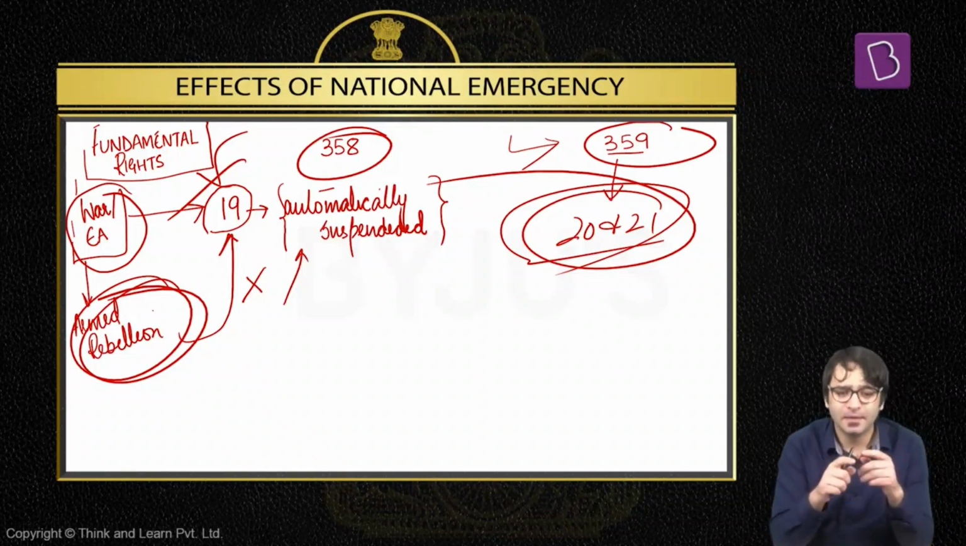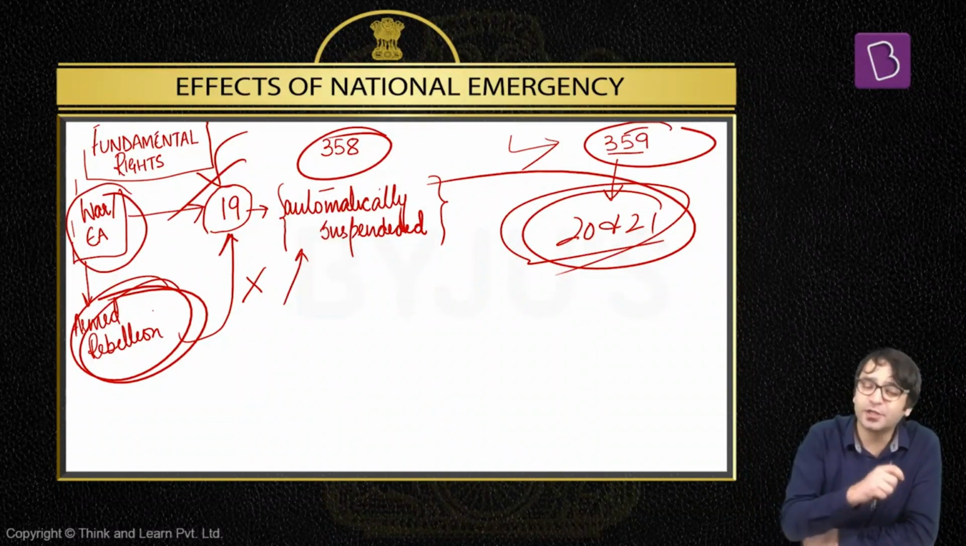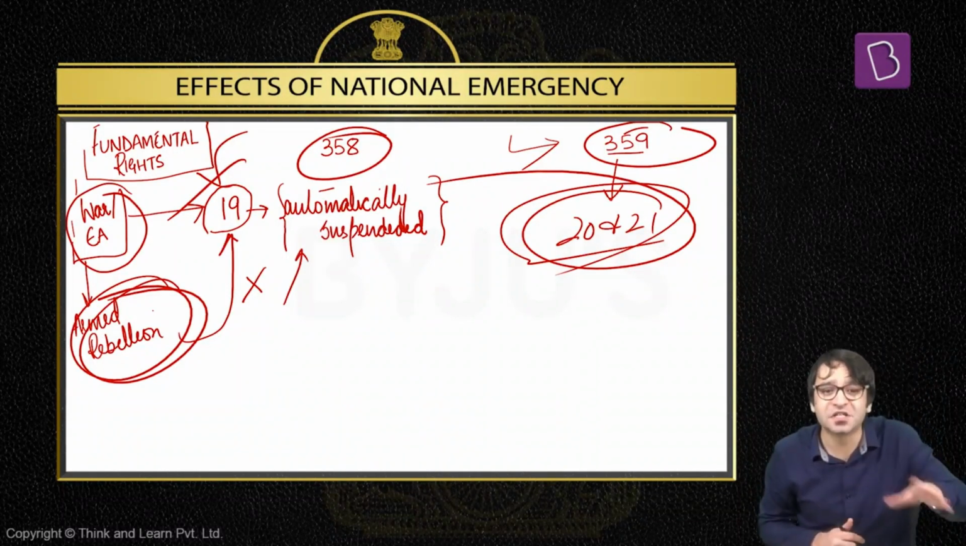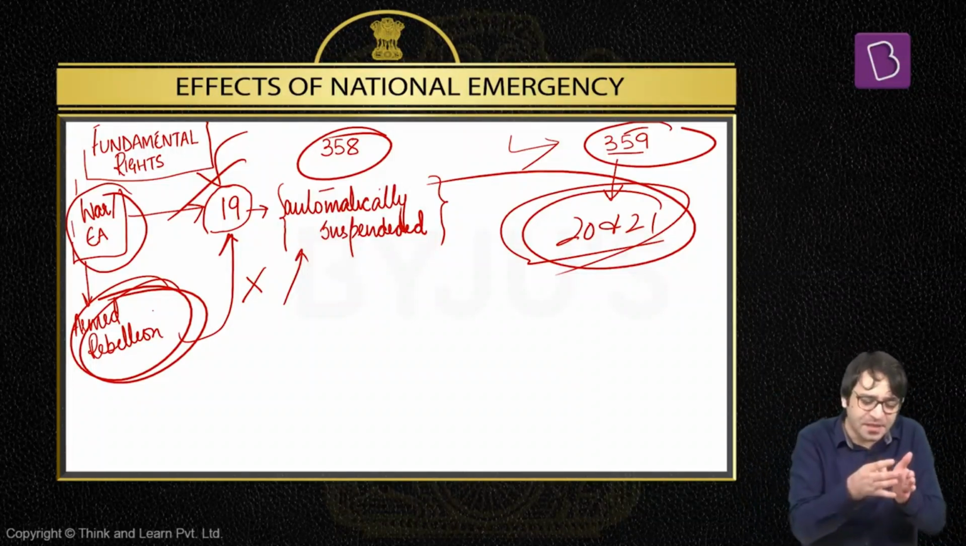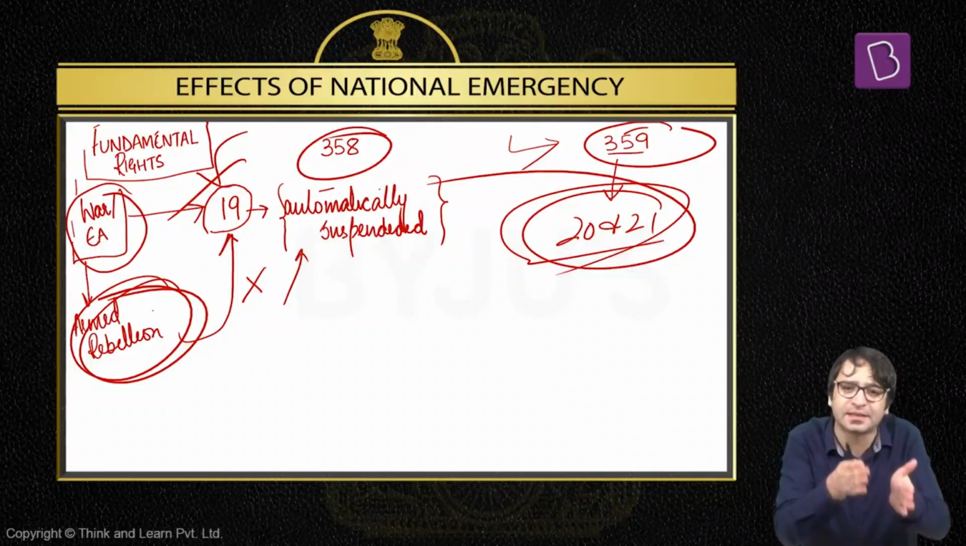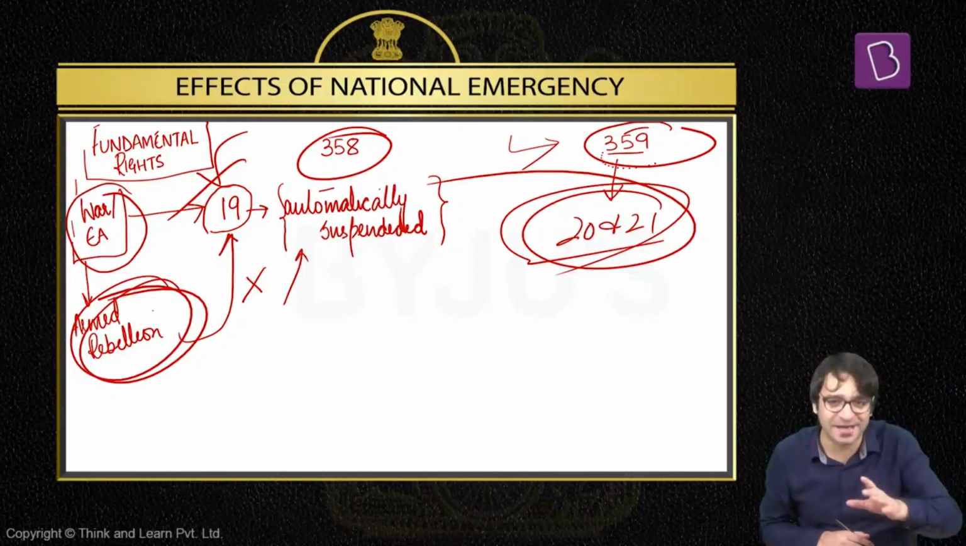But now let me get into some technicality. It is not that under Article 359 fundamental rights can be suspended. It is only that their enforcement is suspended. That means you cannot approach the court. There is no judicial remedy available to you if your fundamental rights are violated during national emergency. That means under Article 359, other fundamental rights are not suspended. Only their enforcement is suspended.